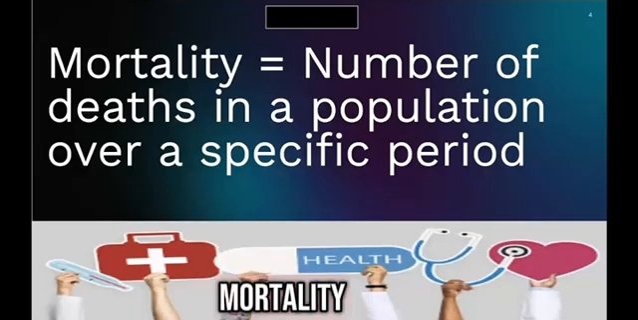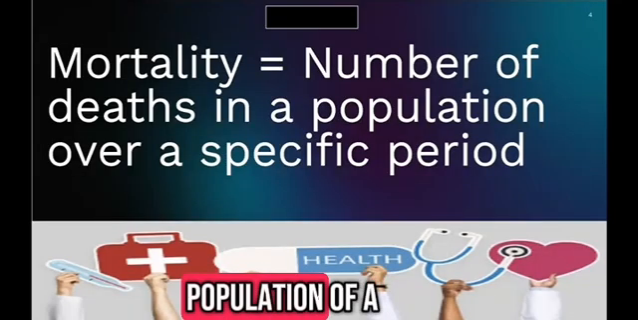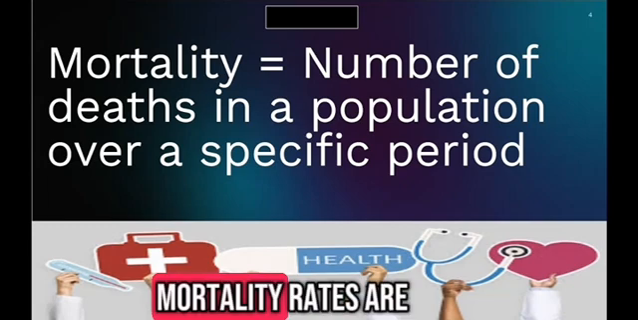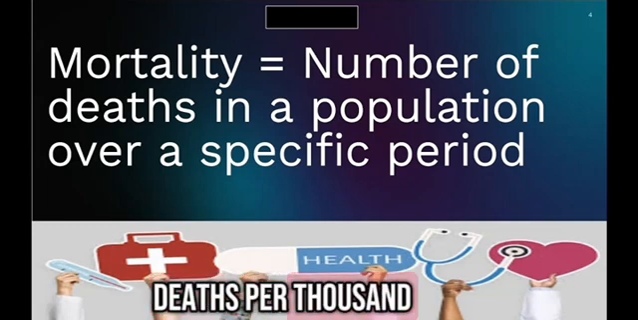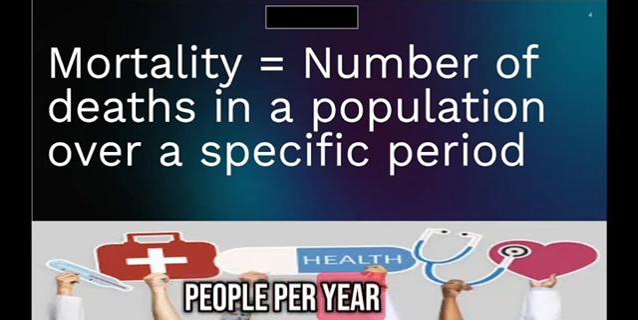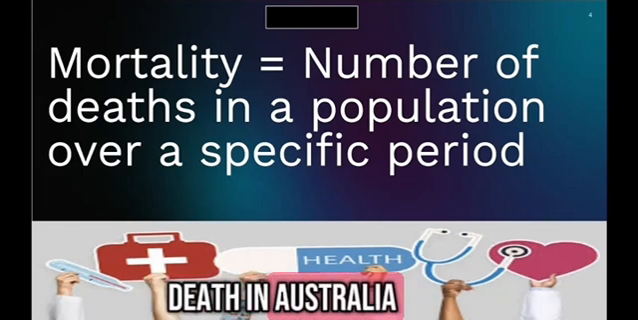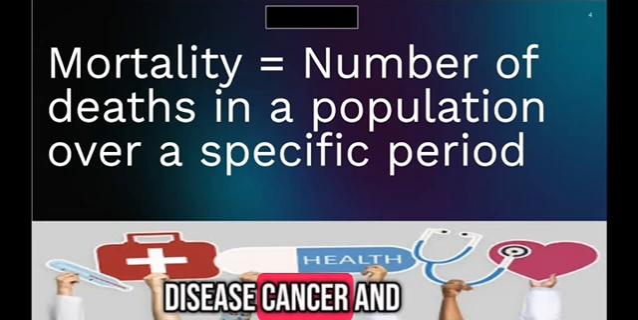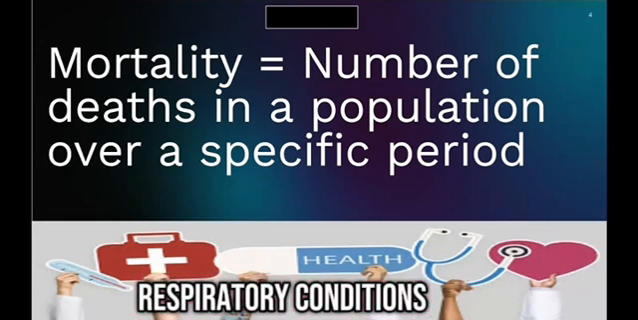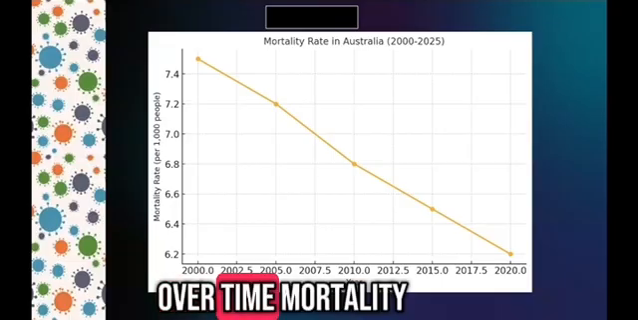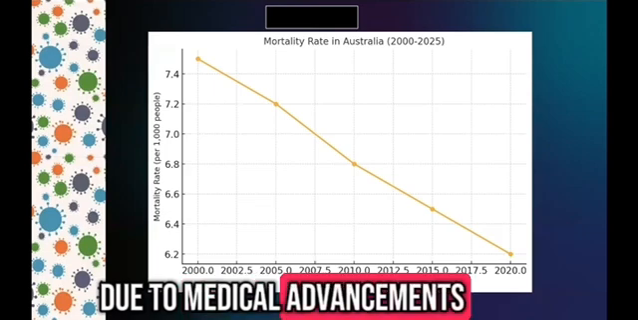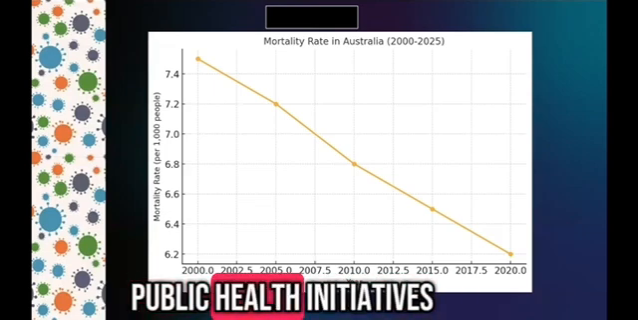First, we have mortality, which refers to the number of deaths in a population over a given period. Mortality rates are usually measured as deaths per 1,000 or 100,000 people per year. For example, mortality rates help us track the leading cause of death in Australia, such as heart disease, cancer, and respiratory conditions. Over time, mortality rates have changed due to medical advancements, disease prevention, and public health initiatives.